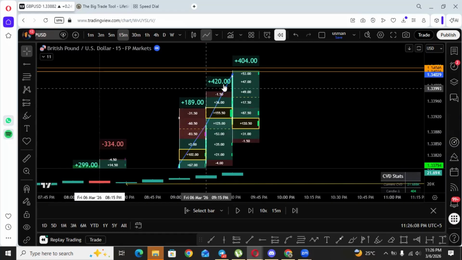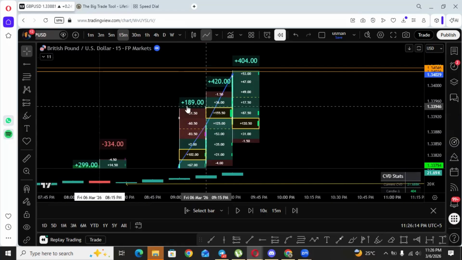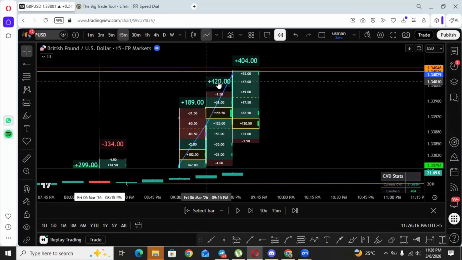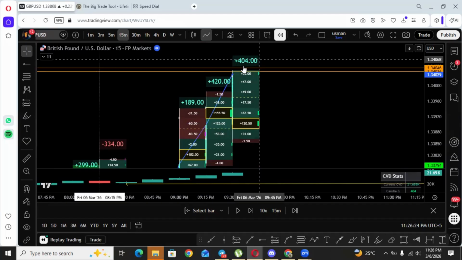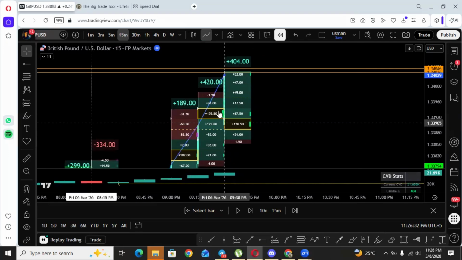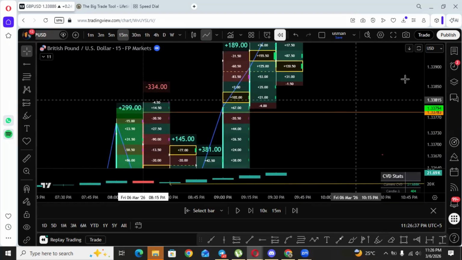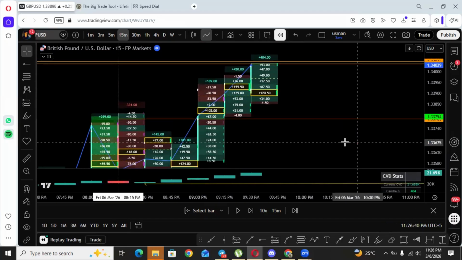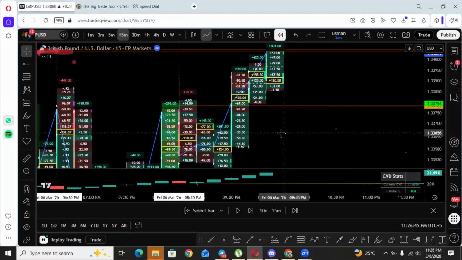You just need to understand that the numbers have increased from the previous two candles. Delta was 189 at the previous candle. Now it turned into positive 420, and now it turned into 404. So that's how delta works. You can see how positive delta increases with the strength of the buyers, and how negative delta increases with the strength of the sellers. So you have to align all these confluences and look for your entry, or the best area or best time to enter the trade.